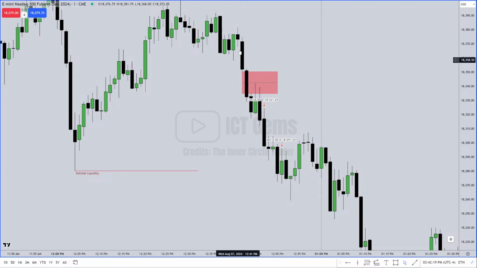So I wanted to see this stay open. I wanted to see it fail to get to that midpoint of the lower one, because it failed there. Okay, wonderful. I'm not worried about it. But go back to what I was saying. If it would have touched the consequent encroachment in this candle, I would have anticipated trading up into the higher part of this. And then my stop loss would have had to be above the midpoint of this consequent encroachment.